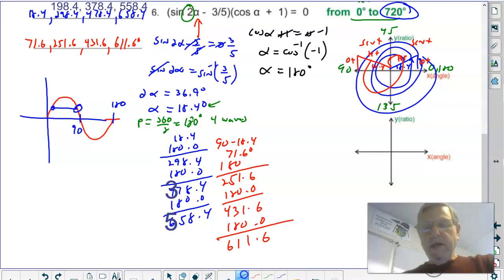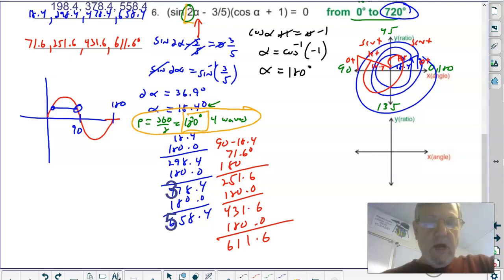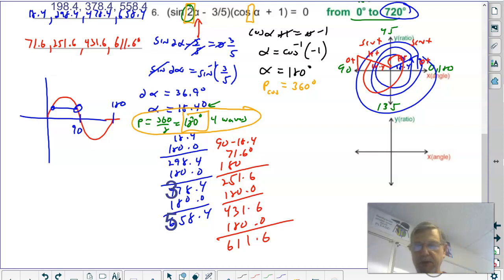All right. Now, I got to be careful. Let me be clear. I want you to watch what I'm going to do here. Notice the period was 180, but that was for the sine because of the 2 there. What is the period of the cosine? Well, we don't have a 2 there. Technically, we have a 1. So the period of the cosine is 360 degrees.